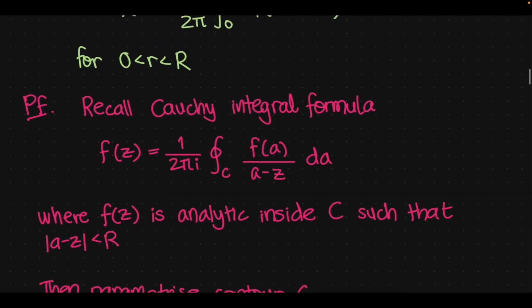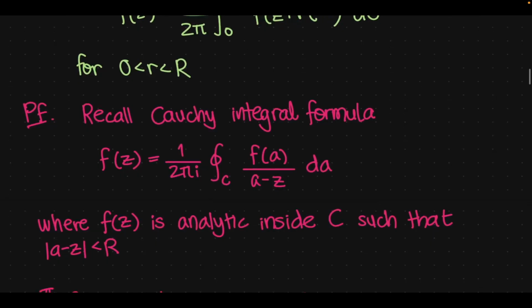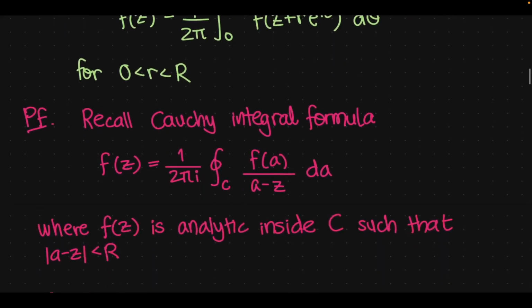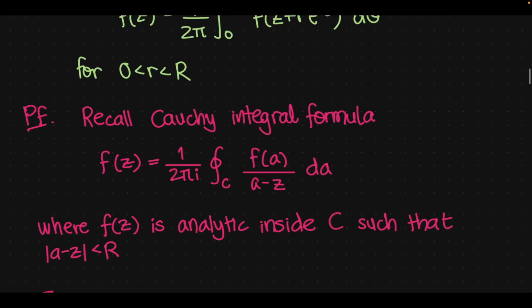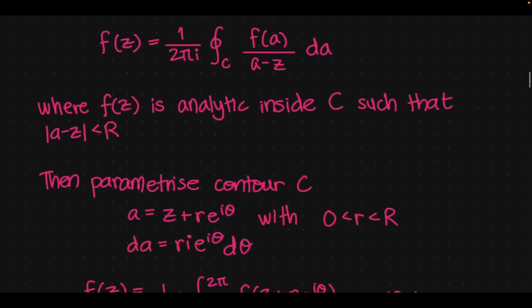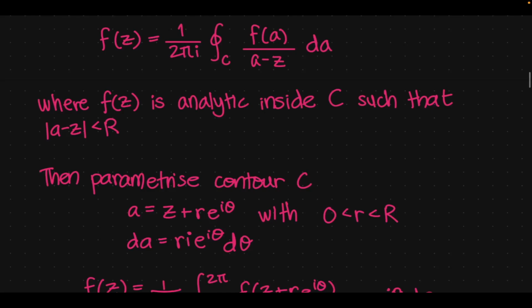such that absolute value a minus z is less than R. That is one condition we are taking, because we had this region, this open disk here. So we're taking that open disk domain, region of analyticity, so that we get exactly what we had to prove.